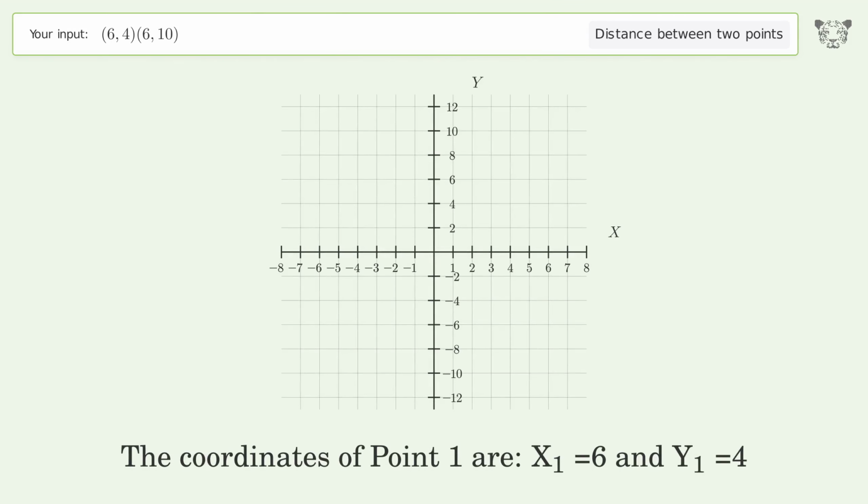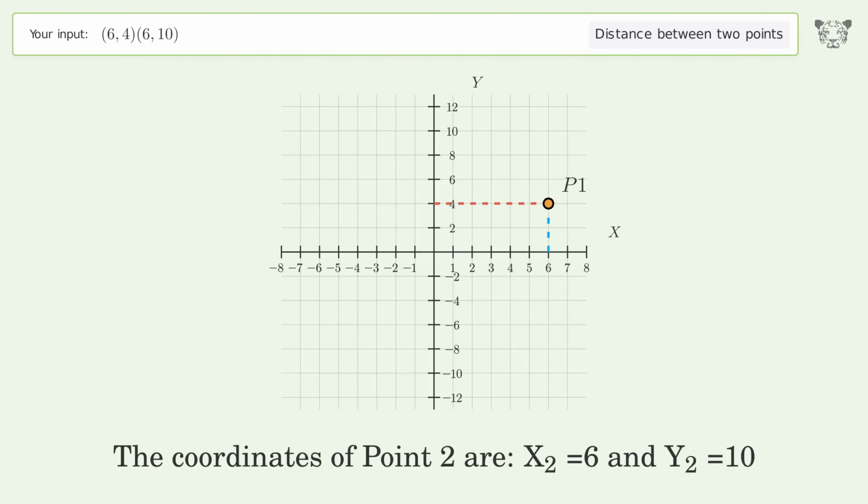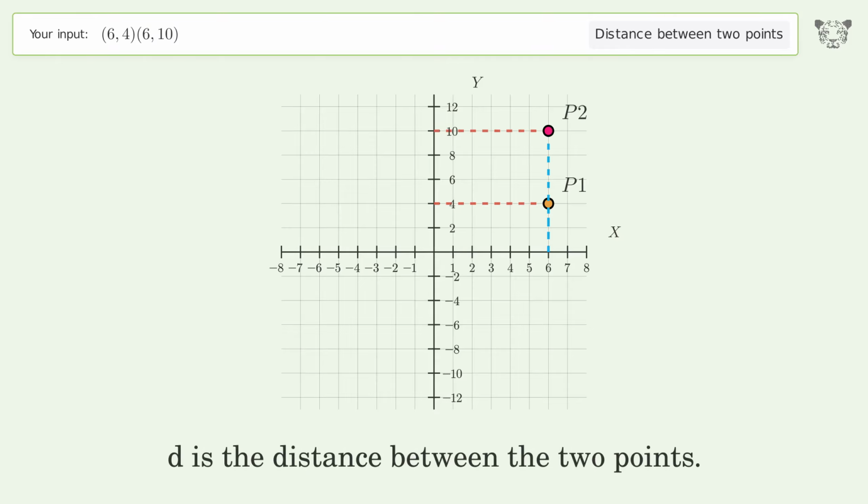The coordinates of point 1 are x1 equals 6 and y1 equals 4. The coordinates of point 2 are x2 equals 6 and y2 equals 10. D is the distance between the 2 points.